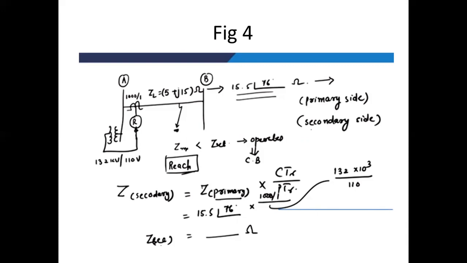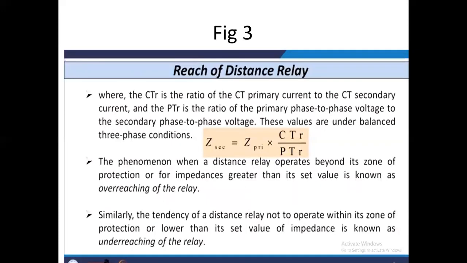So whenever we solve an example, or whenever we look into the practical field, the impedance of the line is given, and the impedance seen by the relay can be calculated using this equation. Okay, this is the equation: Z secondary equals Z primary into CT over PT.